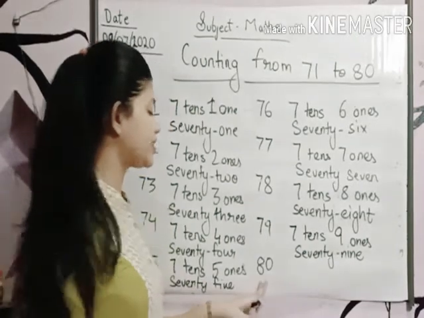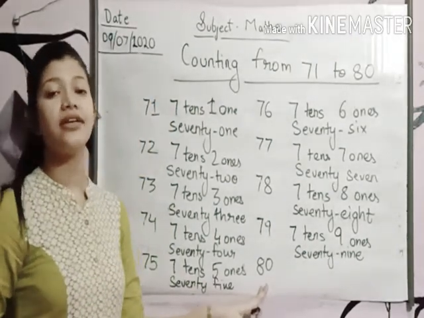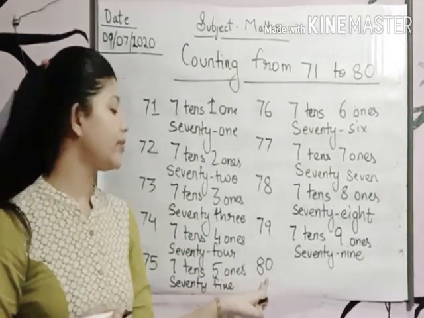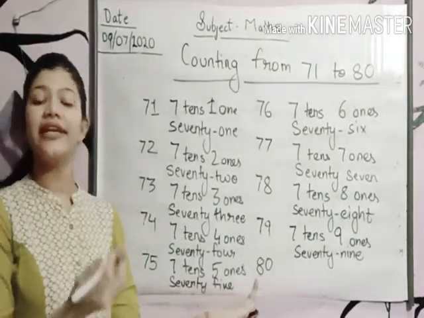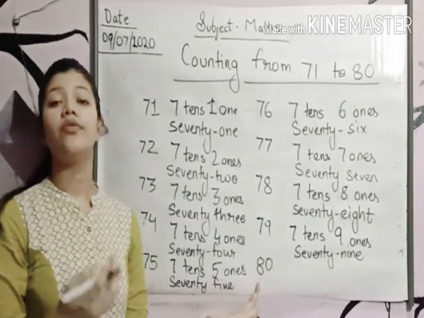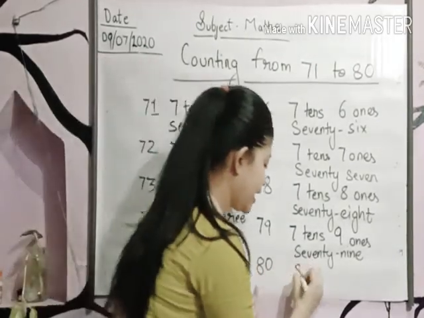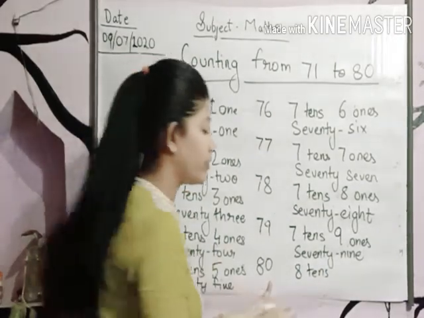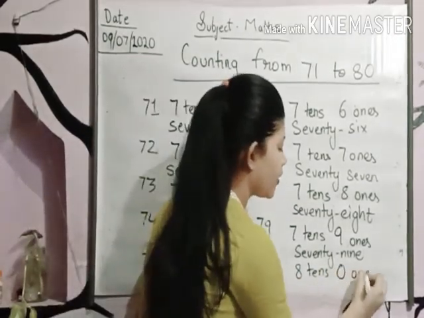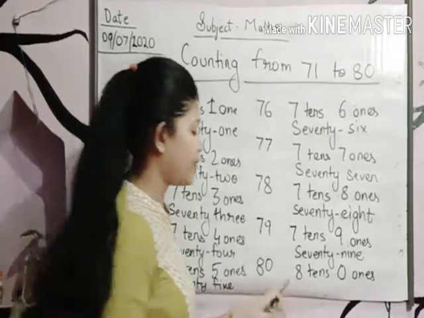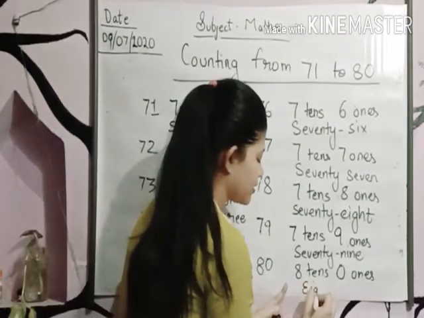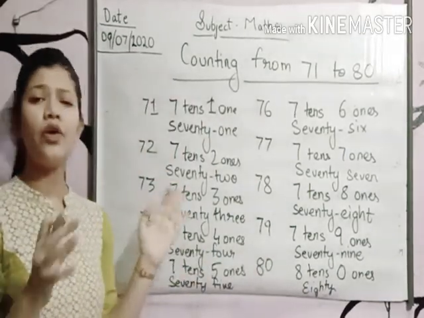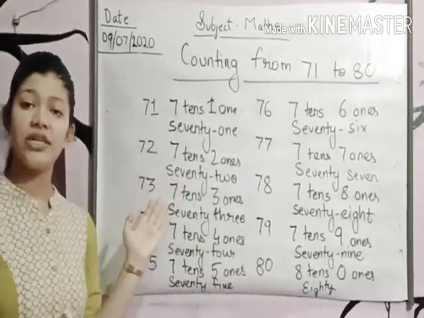Now let's come to the next number, that is 80. In number 80, 8 is at the tens place. So what will we write? We will write it as 8 tens. And 0 is at the ones place. So we will write 0 ones, which can be called 80. Clear? Students, I hope now you are perfect in doing these questions.